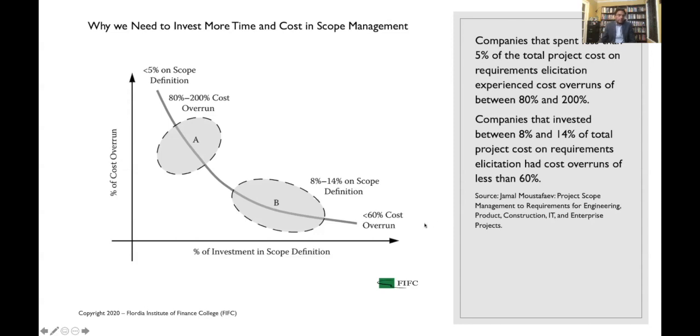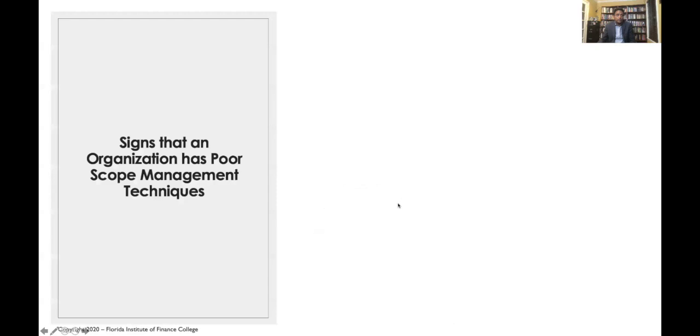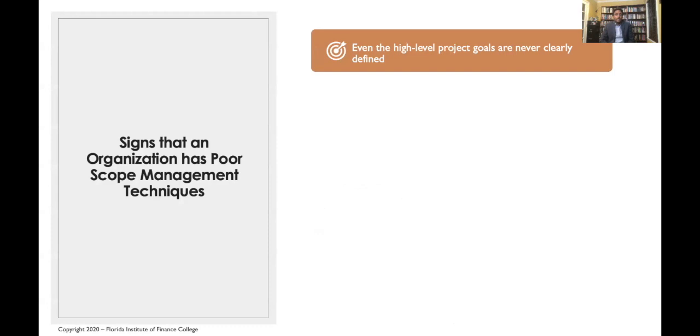scope management. All right, now let's move on to the next section, where you can go and review a project or monitor an organization. You may see what their maturity level in terms of scope management is. This slide will show you some signs that an organization has poor scope management techniques. Those signs are as follows. The first one is that even the high-level project goals are never clearly defined.